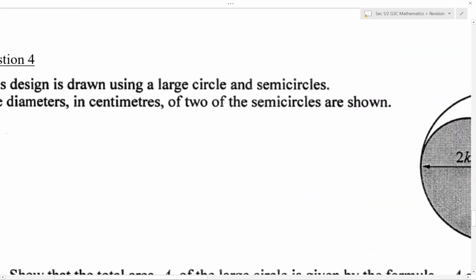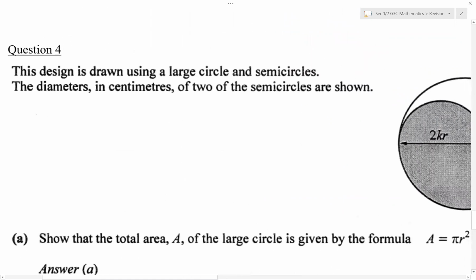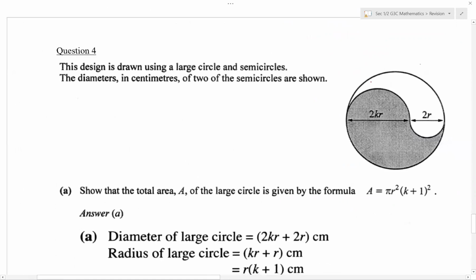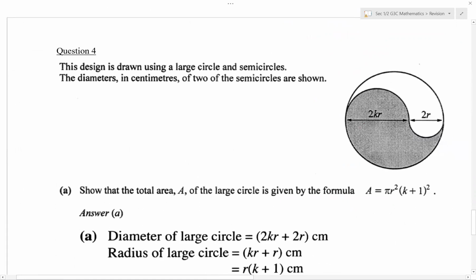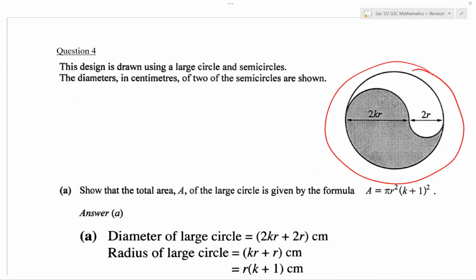Question 4. Here we have a design drawing of a large circle and semicircles. So one large circle and 2 smaller semicircles. One of the semicircles is shaded gray. The other smaller semicircle is unshaded. So the diameters as shown, 2kr versus 2r. A lot of unknowns. And plus, this big circle has its own diameter as well. So in this question, there are 3 different diameters. They only provided 2. Can you find the third diameter from the diagram?